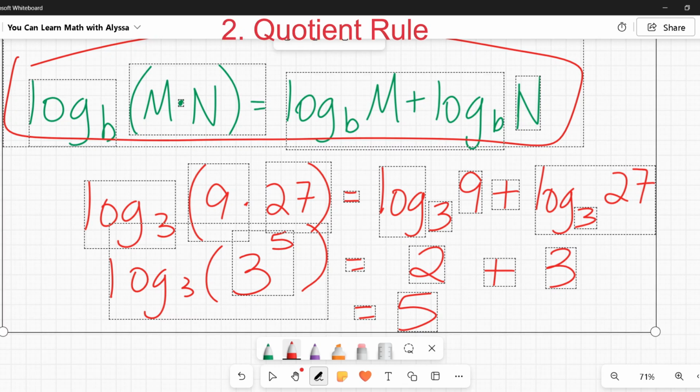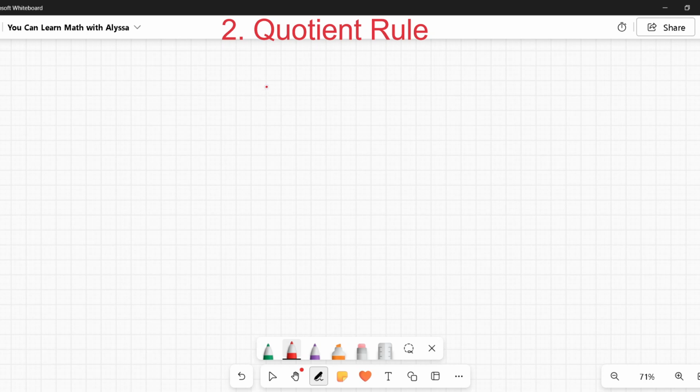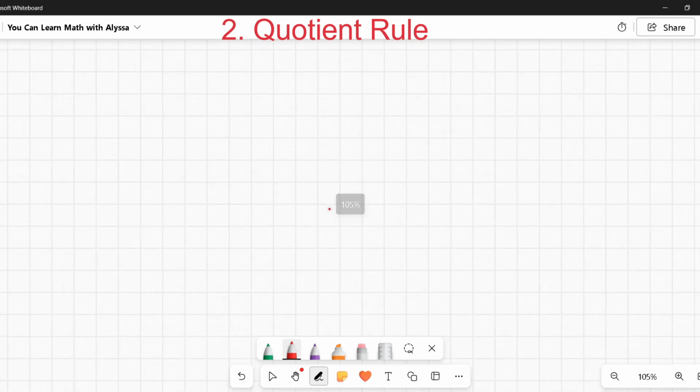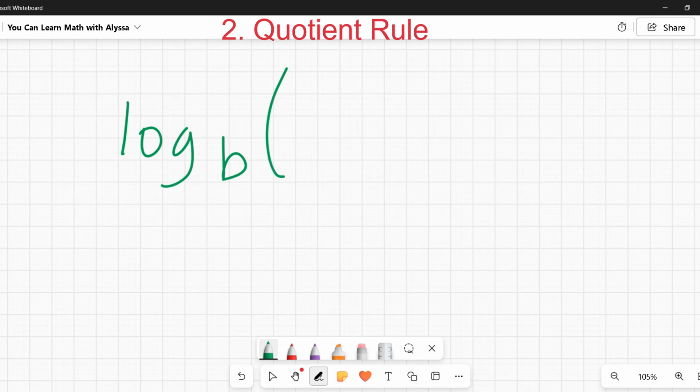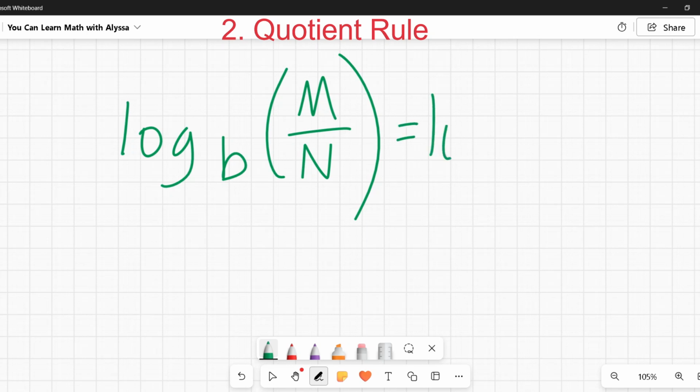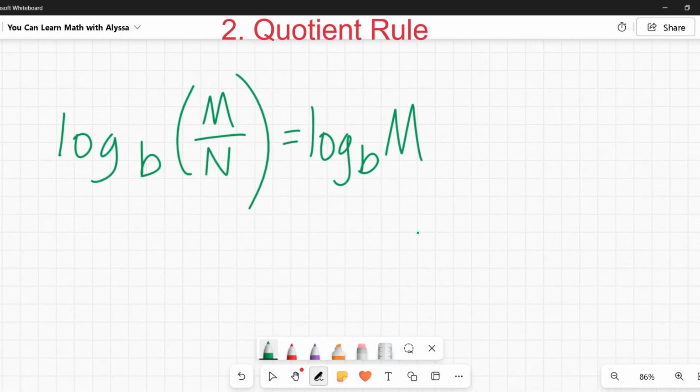The next one here that we have is the quotient rule. The last one was product rule. We were multiplying. I bet you'll never guess what we're doing for quotient rule. Never in a million years. Oh, wait, you guessed it. It's dividing. That's right. Log base b of m divided by n equals, and last time we were adding. So again, you'll never guess what we're doing this time when we compare these two. Never. Oh, yes, you did. It's subtracting. Log base b of m minus log base b of n.